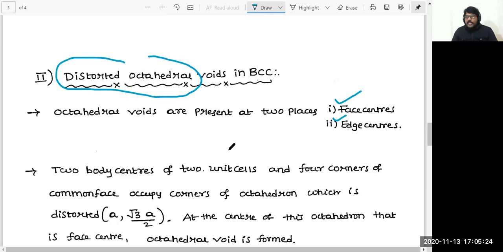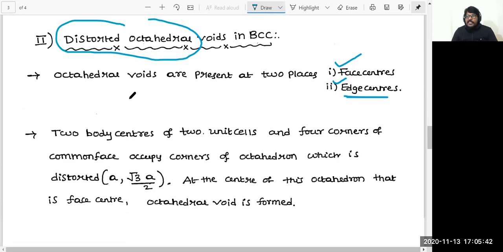But we have to understand how the face center of a BCC unit cell is a distorted octahedral void, and why it is a distorted octahedral void. Not only the face center, even the edge center is also a distorted octahedral void. First, let us understand that.